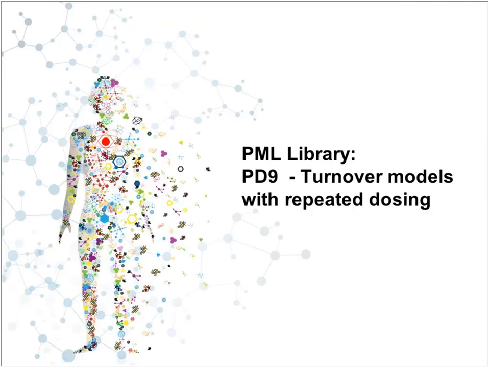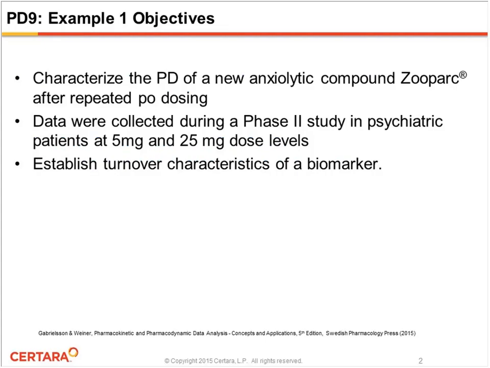Today's topic will be adapted from exercise 89 in Gabrielsson and Weiner, 5th edition, turnover models with repeated dosing. This exercise will have two examples in it.